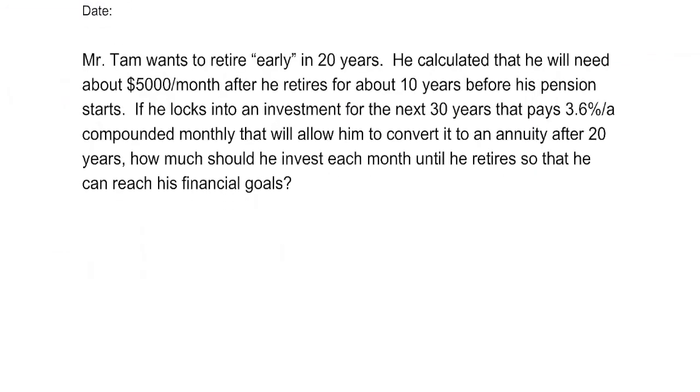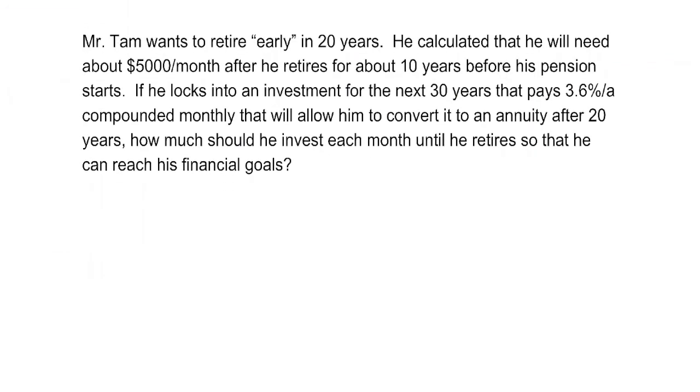So the last example I want to do is sort of tying in the two things. This is probably the most practical example, and in some ways the most complicated, but it's really combining the idea of a future annuity and a present value annuity. So I want to retire early in 20 years. I calculate that I will need $5,000 a month after I retire for about 10 years, before my pension starts. After that, I can withdraw from my pension, and then I don't need the savings anymore.